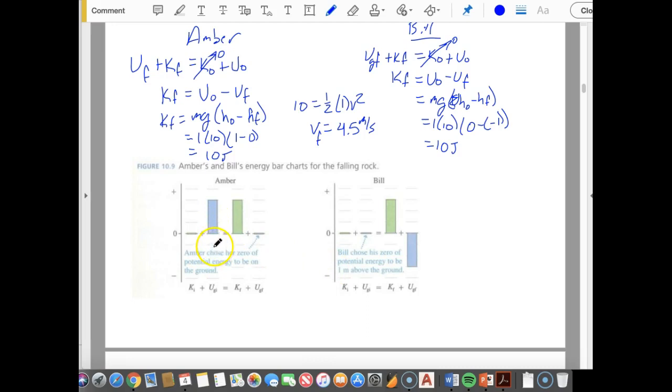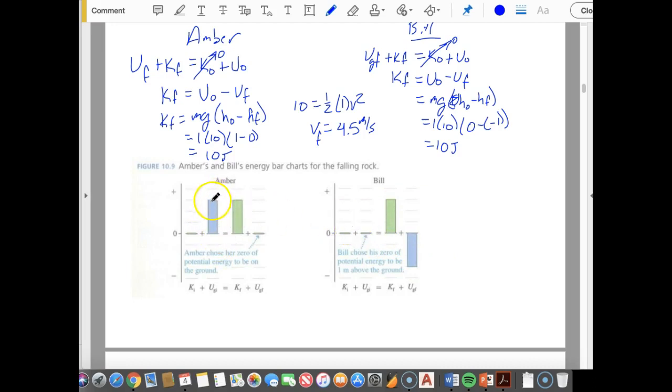Here we see that for Amber, the potential energy due to gravity is positive and the final kinetic energy is positive. And over here, Bill chose 0, so we've still got the final kinetic energy positive, but our potential energy due to gravity in the end is going to be a negative number. So this positive and this negative equal the sum of the two on this side, which is 0.